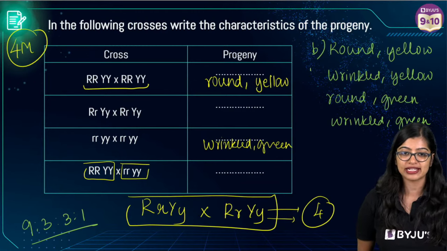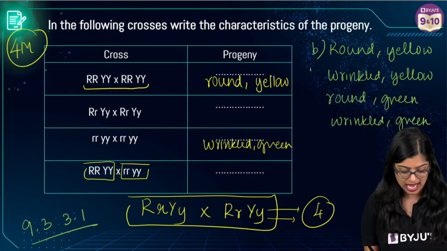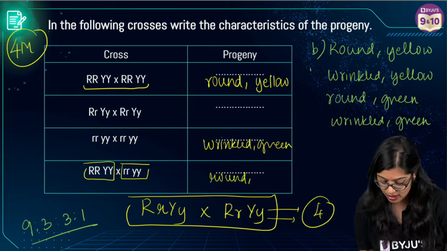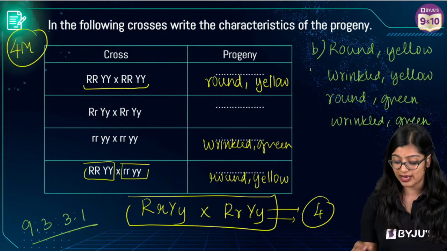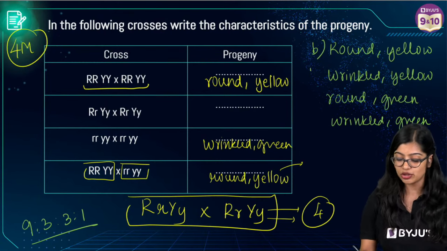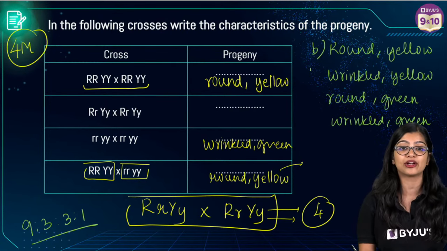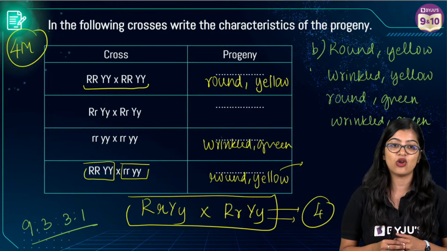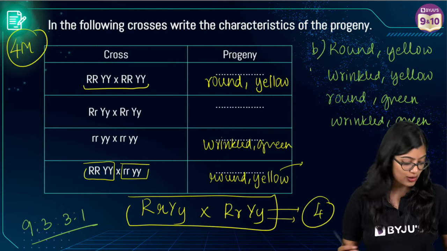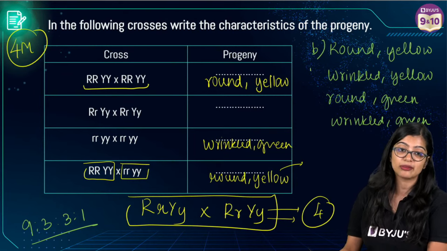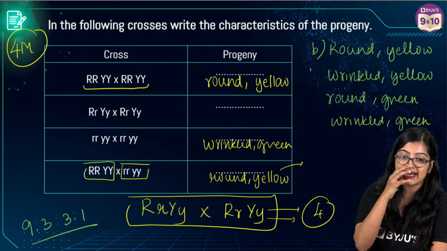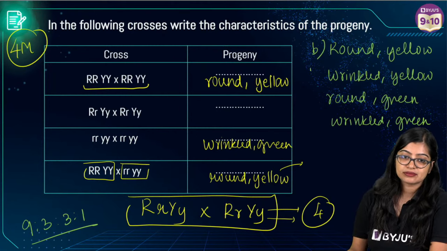Everybody is telling me, ma'am, round and yellow for the last one. Yes, the last one is round and yellow. I have an additional question for you. Is this going to be homozygous round yellow or heterozygous round yellow? In the chat, I need you to tell me the answer. Homozygous or heterozygous?